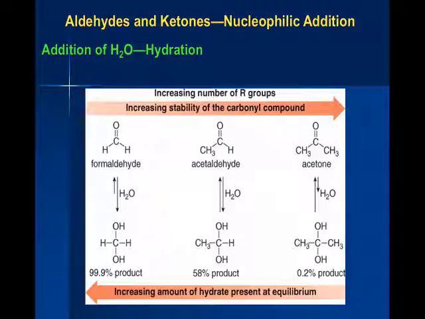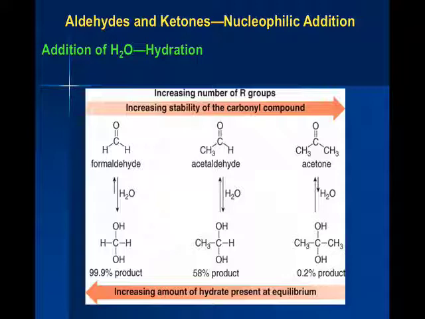So if you want to think about some real numbers, let's look at formaldehyde. We said that that equilibrium constant was 2 times 10 to the third, right? When we place it in water, 99.9% of it is the gem dihydrate. When we take acetaldehyde, the equilibrium constant, or the apparent equilibrium constant, was about 1.3, right? 58% of it is the gem dihydrate product.